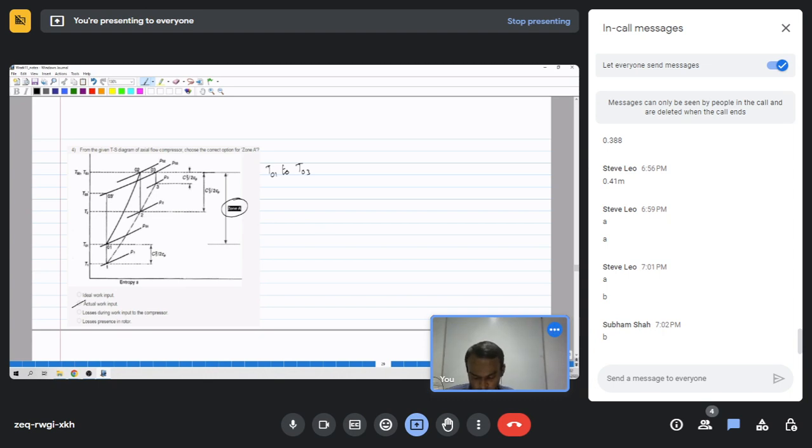Yeah, actual work input is right, because T01 to T02 has taken a curved path, this curved path, which represents the increase in entropy, which is an actual case. And here, this one represents the ideal work input, that is T03 minus T01. This will represent ideal work input.